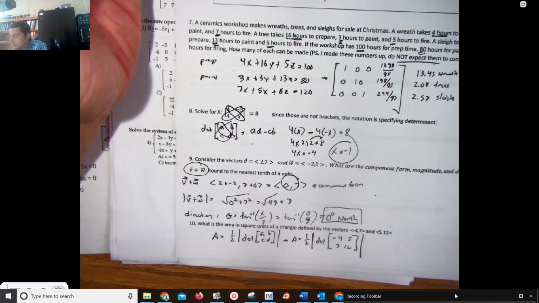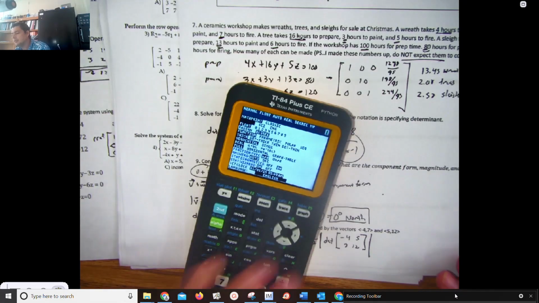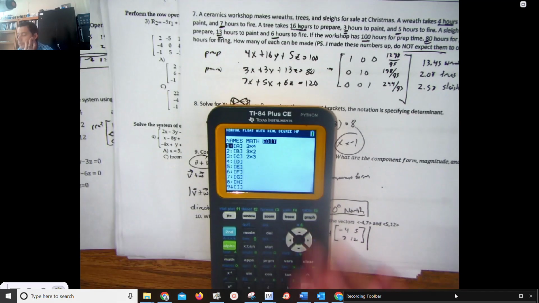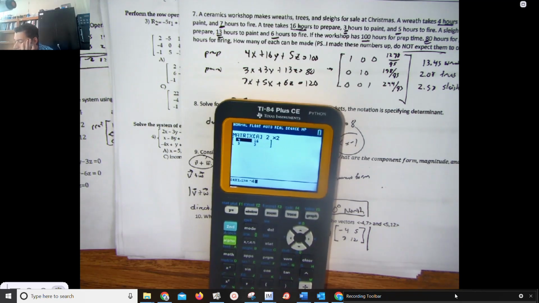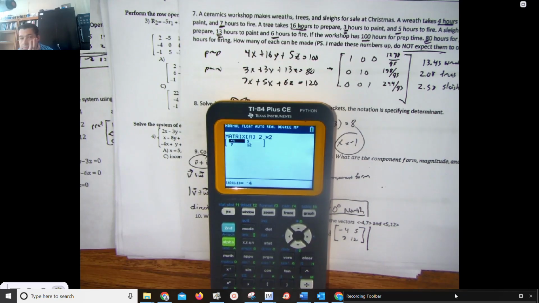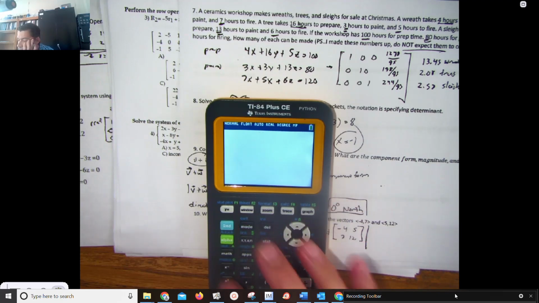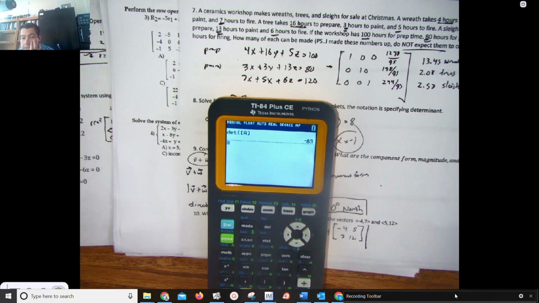If you want to use a calculator, that's fine. In fact, just thinking about my second period class right here, I probably should show how to do it in a calculator. It's a waste of time to do it in a calculator, but whatever. I throw it in matrix A, I quit. Second matrix math, DET, second matrix A. The determinant is negative 83.